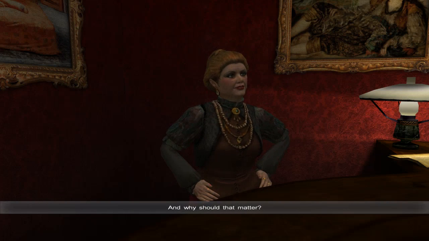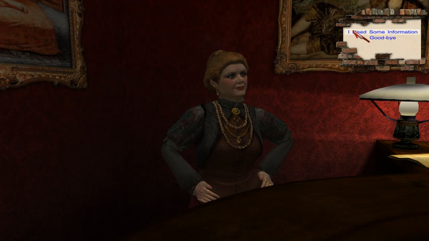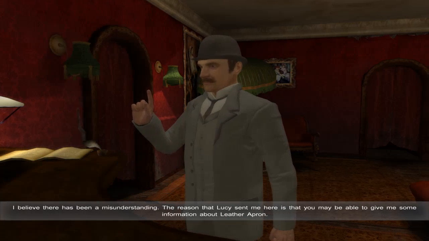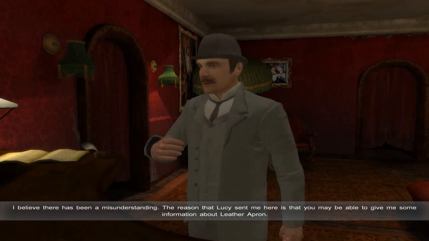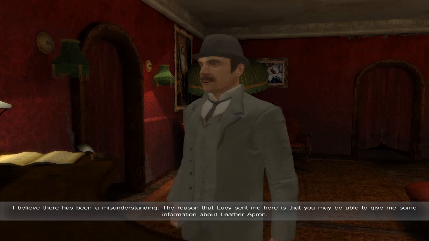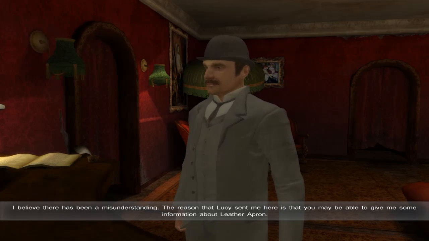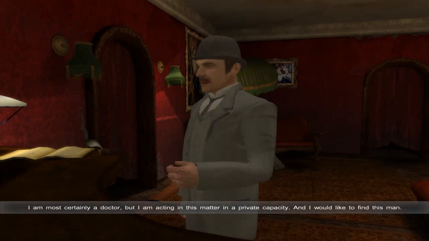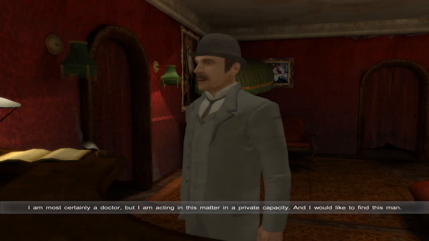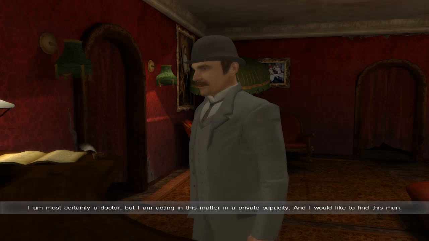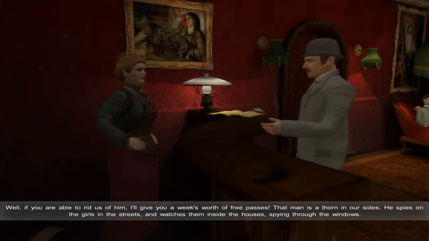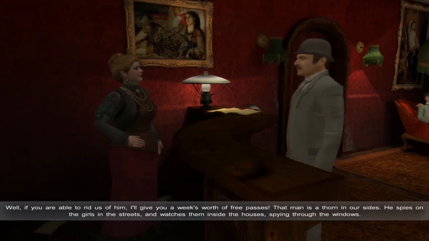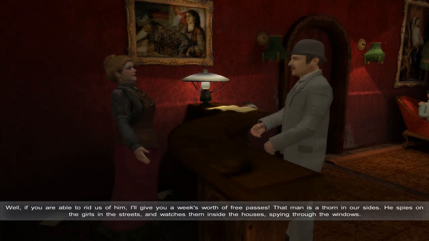And why should that matter? I believe there has been a misunderstanding. The reason that Lucy sent me here is that you may be able to give me some information about Leather Apron. Are you a doctor or a constable? I am most certainly a doctor, but I am acting in this matter in a private capacity, and I would like to find this man. Well, if you're able to rid us of him, I'll give you a week's worth of free passes.